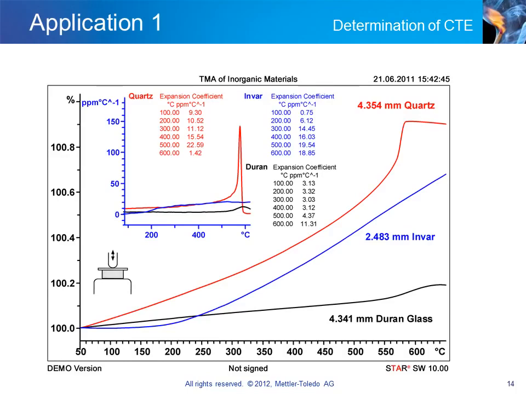Materials with non-uniform thermal expansion are of special interest. These include Invar, a nickel-steel alloy with 36% nickel, which has practically zero thermal expansion at ambient temperature. Duran glass, like most mineral glasses, has a very low coefficient of expansion below the glass transition temperature. Crystalline quartz, measured here in the C-axis direction, expands steadily up to the solid-solid transition at about 575 degrees Celsius, after which it begins to contract.